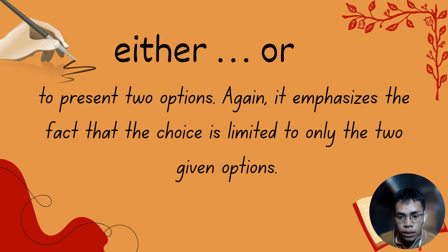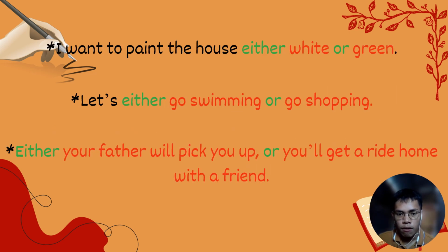So it is grammatically incorrect, because either or is used only to present two options. We want to emphasize that the options are two. So if you have more options, then we only use the coordinating conjunction or. For instance, I want to paint the house either white or green.